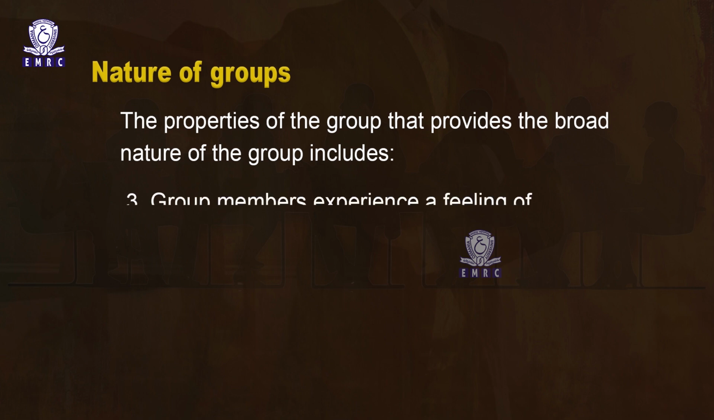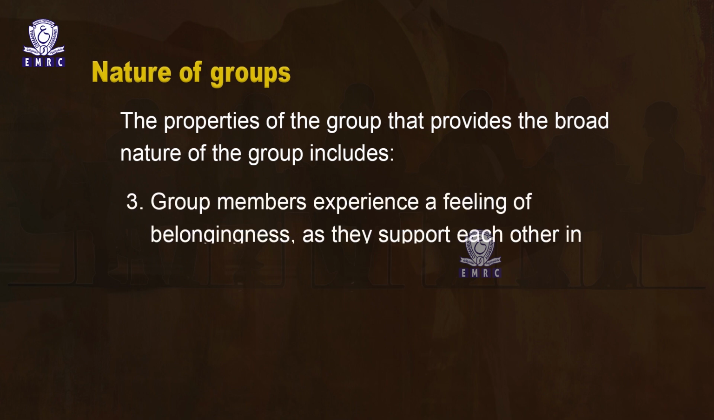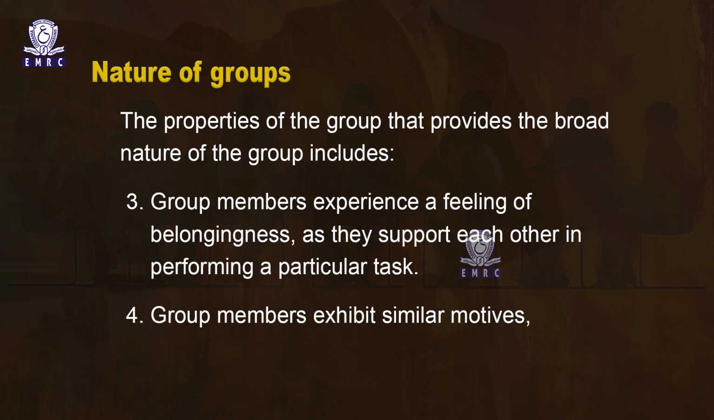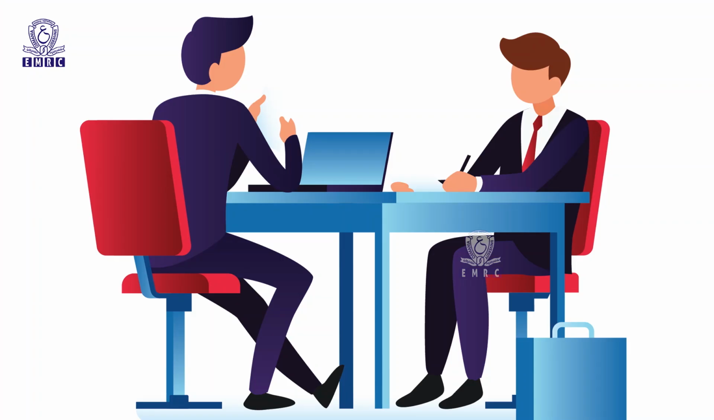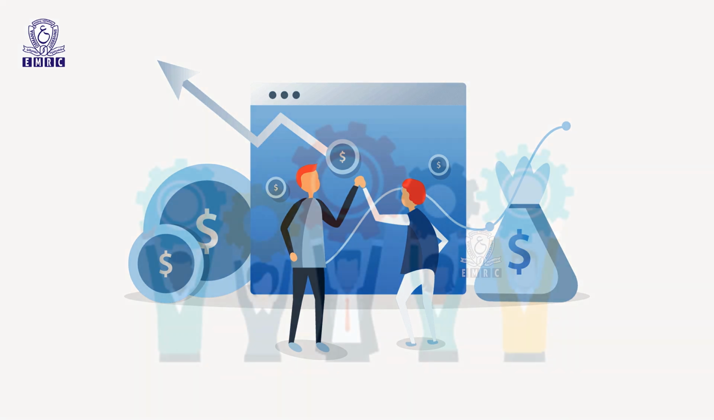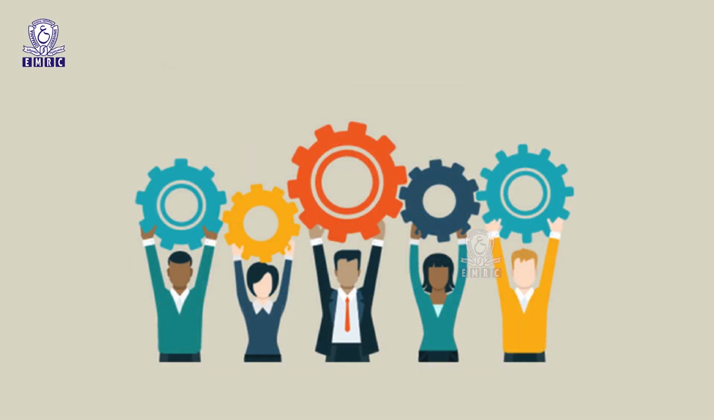Now group members experience a feeling of belongingness as they support each other in performing a particular task, and group members exhibit similar motives, interests and drives. Now this is a major criterion for a group to form. For example, you all students have common interests to opt for the subject of psychology, which in return motivated and drove you to opt for this particular subject, and hence you formed a group.